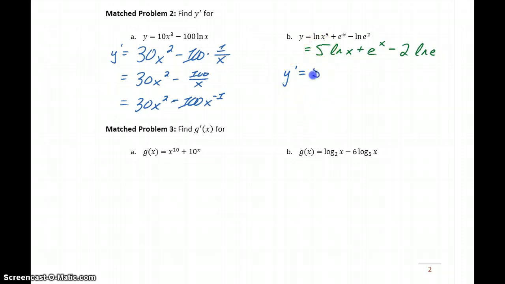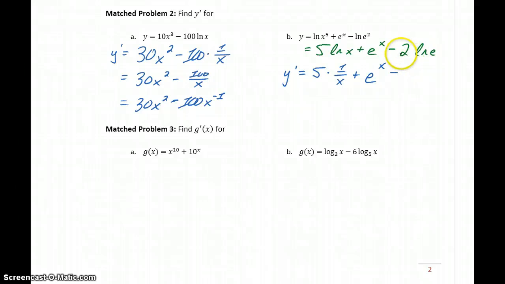So now 5 is just a constant multiple. So we need 5 times the derivative of the natural log of x, which is going to be 1 over x, plus the derivative of e to the x is e to the x, minus 2 times the natural log of e.